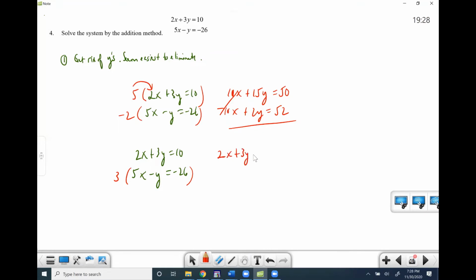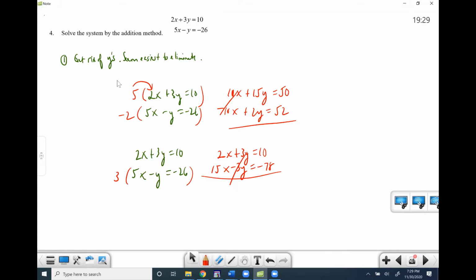2x plus 3y equals 10. And when I distribute the 3, 15x minus 3y equals -78. And now the y's went away. So it's easier in the aspect that I only had to multiply one equation. Here I had to do the work to both. So that's what I mean by easier, okay?